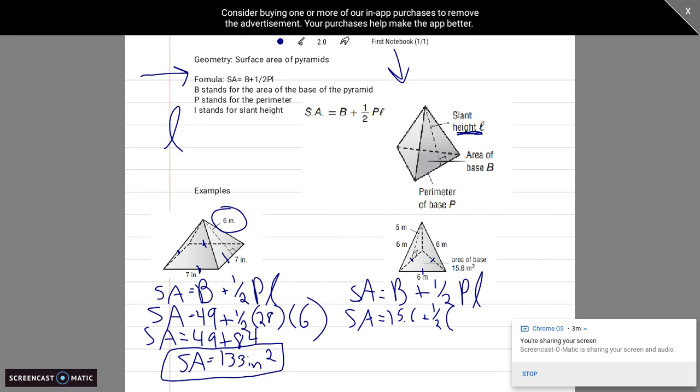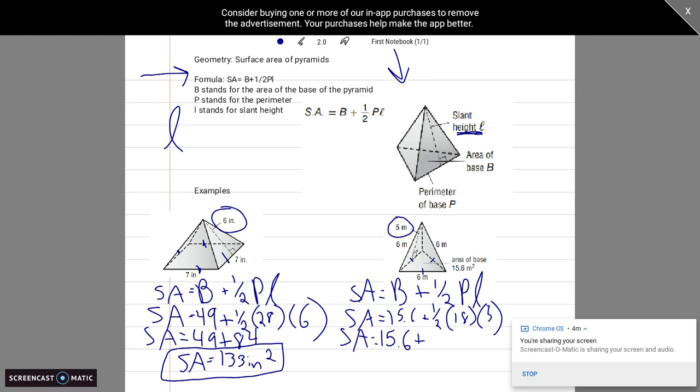If it doesn't state it, you can really kind of assume at this stage in your mathematical career, but if it is labeled, make sure you're using the labeled numbers. So 6 times 3 is going to give you 18. And my slant height is right here at 5. So off screen, I'm going to do 18 times 5 times 0.5. And no, the order does not matter of how you are multiplying here. So then the next thing you're going to do is add that answer to that 15.6.